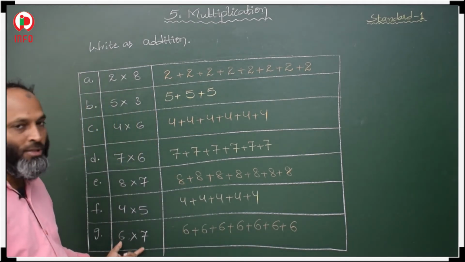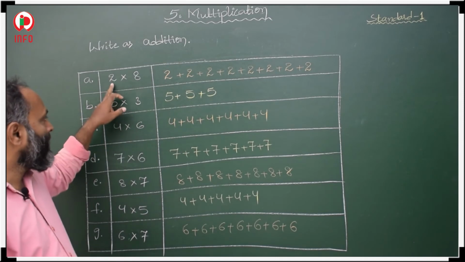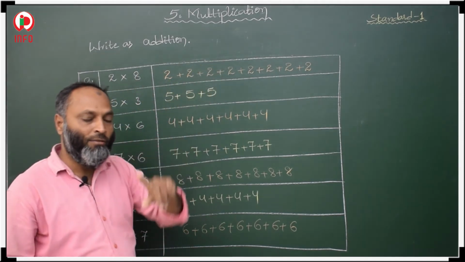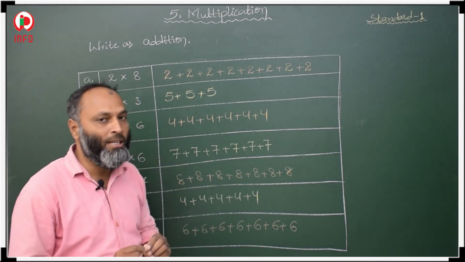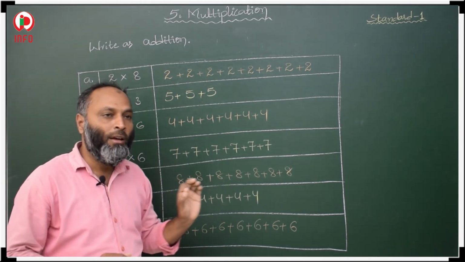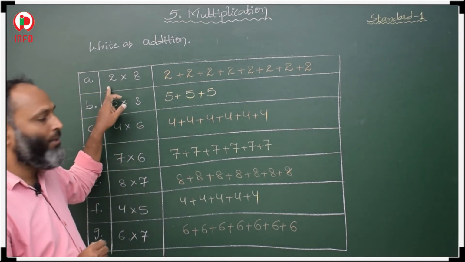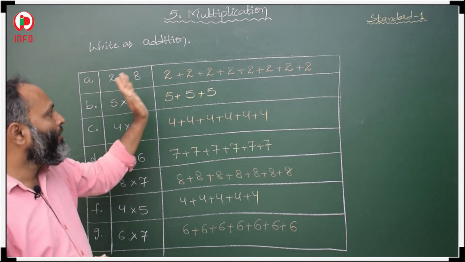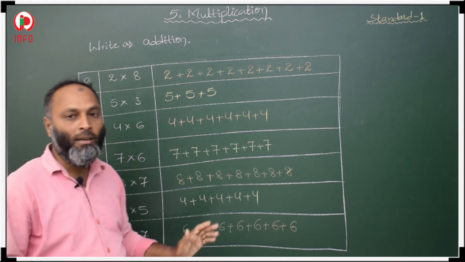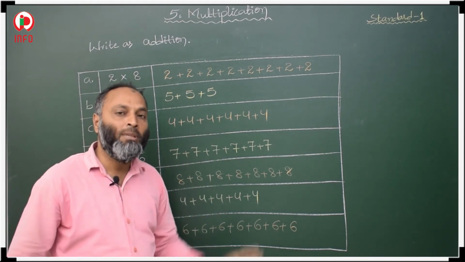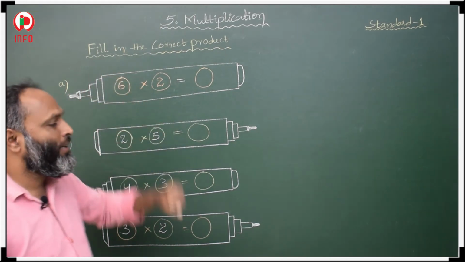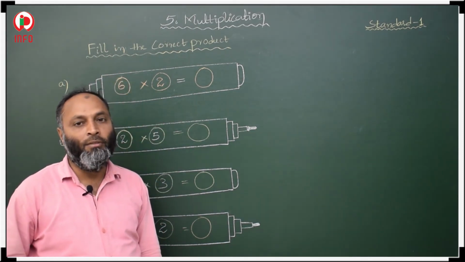6, 7 times. Okay. If multiplication is given, then we write it in addition form. If addition form is given, then how to write in multiplication form, we did before. So this is the method. If a multiplication statement is given, then how to write it as addition. Okay, continuous addition means repeated addition. Now students, see here, fill in the correct product. Correct product we have to write.